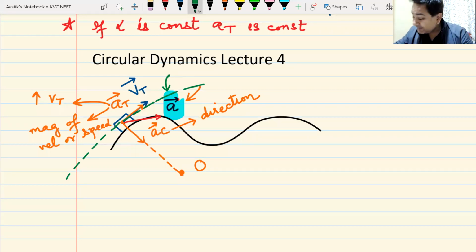This circle has a center. This O is the center of this circle right now. Remember, the center of this circular path will keep on changing because it is moving on a zigzag path. It is not moving on a perfect circular path. So the center of this circle is going to change because the circles are going to change. This center right now is known as the center of curvature. Do we understand this?